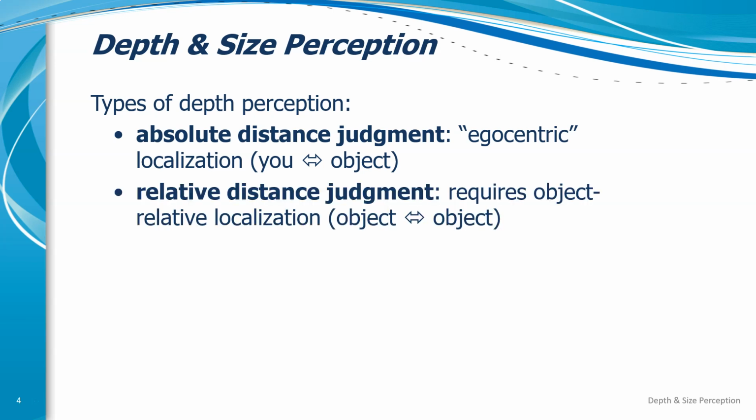But to get there, sometimes we will use relative information, relative distance judgment, in which we try to decide how far away one object is from another object. And the idea here is that, well, one of these objects, we're going to have to figure out how close it is to us. So indirectly, we may figure out how far away other objects are.